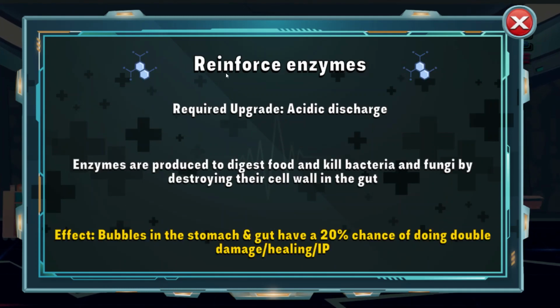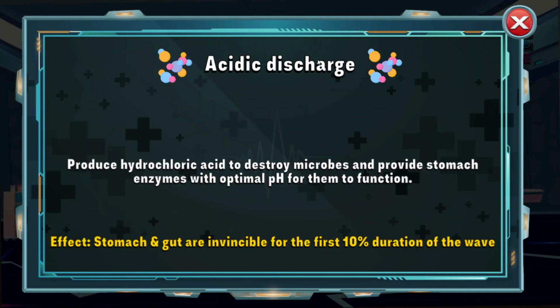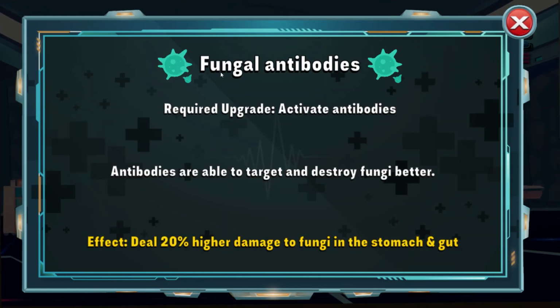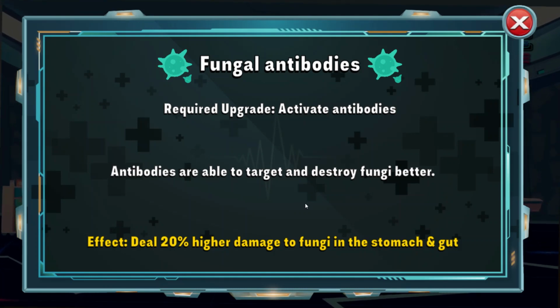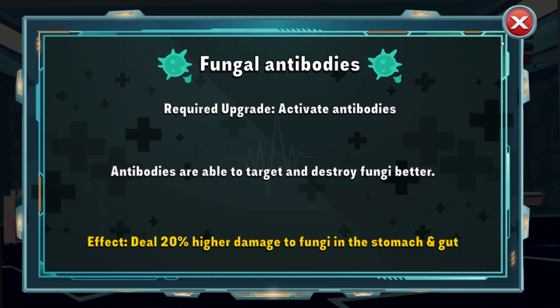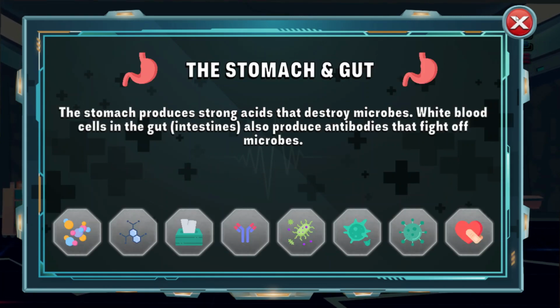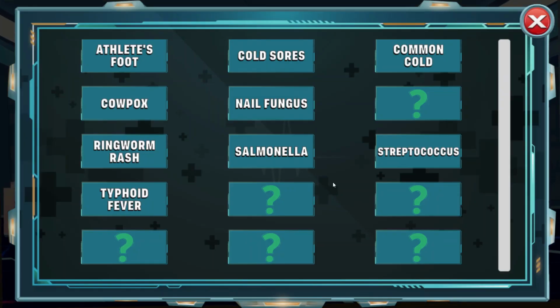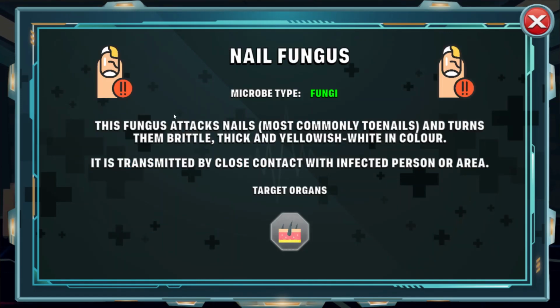The bodies, for example, we have enzymes for the stomach and acid, as well as some microbe type specific upgrades. Like this is more useful against fungi because it deals 20% higher damage to fungi when they are attacking the stomach and gut. Here we have this hall of slain diseases, and we can see that, for example, nail fungus, we destroyed this, so it's here in our hall. We can see some information about it and its target organs.